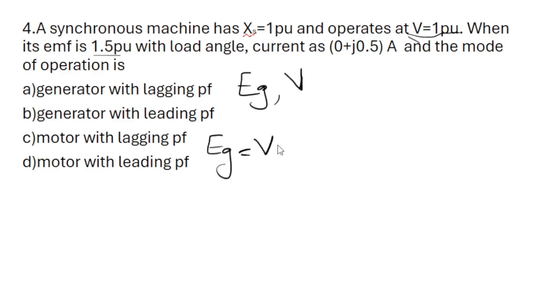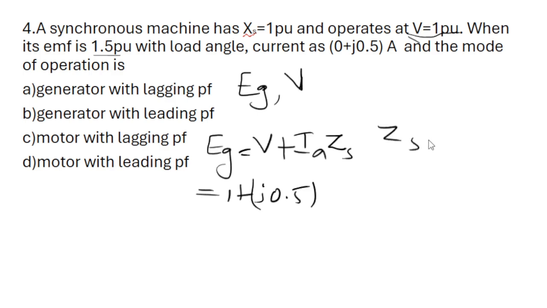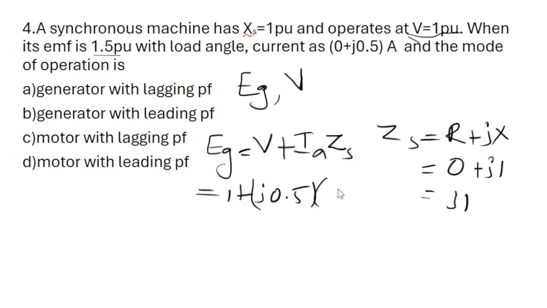Eg is equal to V plus Ia Zs. V is equal to 1, and here the Ia value is given as 0 plus j0.5, so it is equal to j0.5. Next, the Zs value is not given directly, but Zs is formed by R plus jX. R value is not given, so we take R as 0, and X is equal to 1, hence Z becomes j1. So substitute all these values in this generator equation formula.